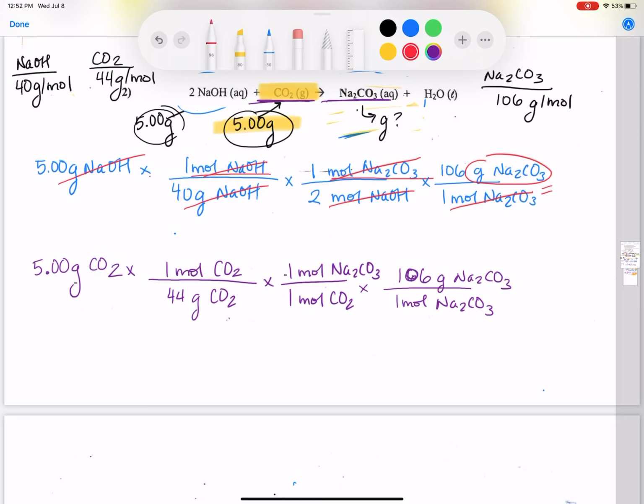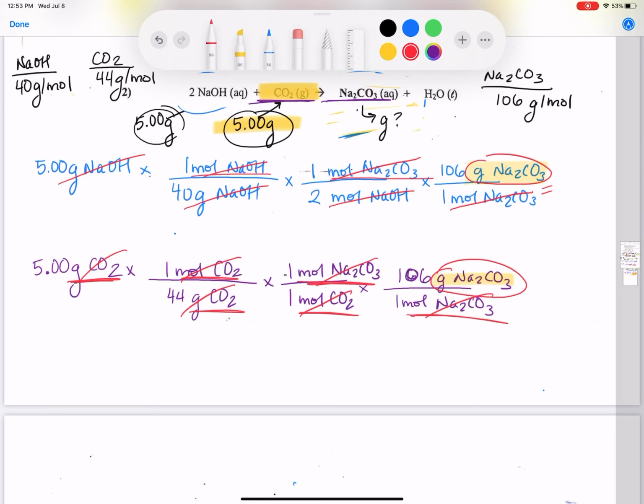So let me backtrack and look at the units. Grams of CO2, numerator, denominator. Moles of CO2, numerator, denominator. Moles of Na2CO3, numerator, denominator, and I'm left with grams of Na2CO3. Please notice that you're now comparing the same molecule. You're comparing grams of Na2CO3 to grams of Na2CO3. You're not wanting to compare different products.